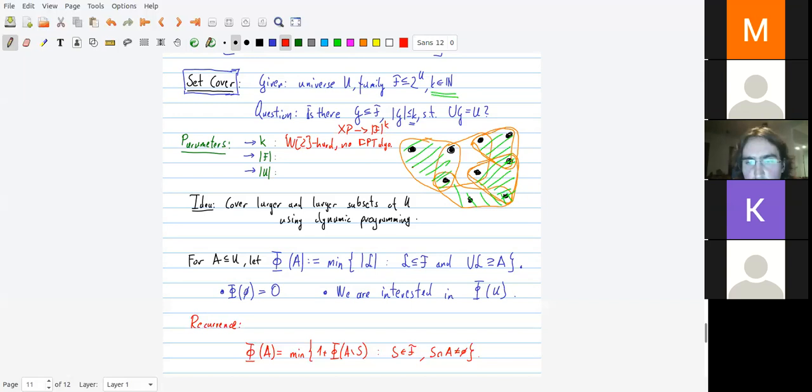For the parameterization by the size of the family, there is a very simple algorithm working in time 2 to the power the size of the family. You just iterate through all the subsets of the family and check whether there are solutions of size at most k. So what we are now interested in is the last parameterization, by the size of the universe, and I will show you a 2 to the power size of the universe FPT algorithm for this problem.